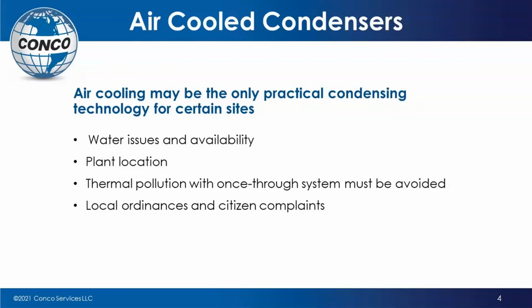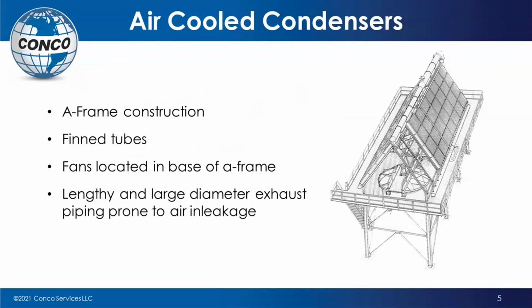You also have a plant location. And in more and more situations, we want to locate plants in areas where maybe water is inaccessible. And you just can't get to that source. And so we're looking to another source in order to make the unit run. We run into thermal pollution problems. Once through systems have to be avoided. And in many instances, you have local ordinances, citizens' complaints. They're complaining about a particular unit, and you just cannot put a plant in a local condition or local place that you want to put it. And so we locate these units in areas where the air-cooled condenser comes into play. And a viable option it is.